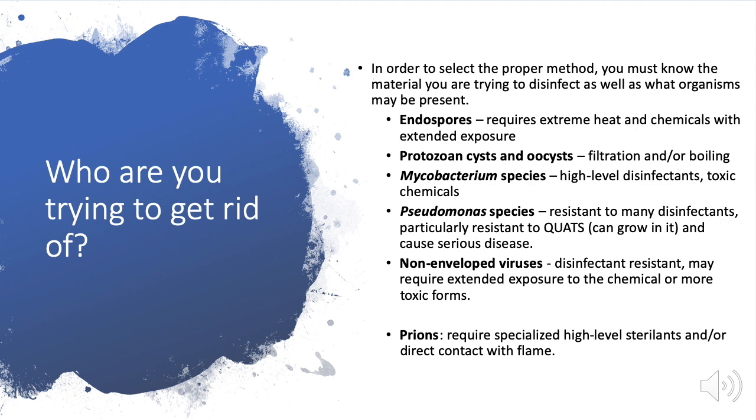And if you're not using heat, you're going to have to use some kind of cold sterilant that requires extended exposure and is most often highly toxic. So endospores are really tough to get rid of. Protozoan cysts and oocysts, they can be removed through filtration or boiling. So heat works, again, works great. If we can't heat it, then we can, of course, filter it.